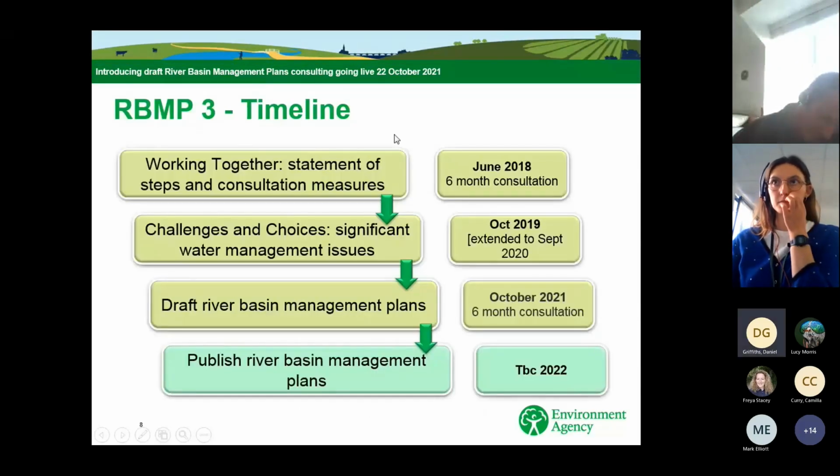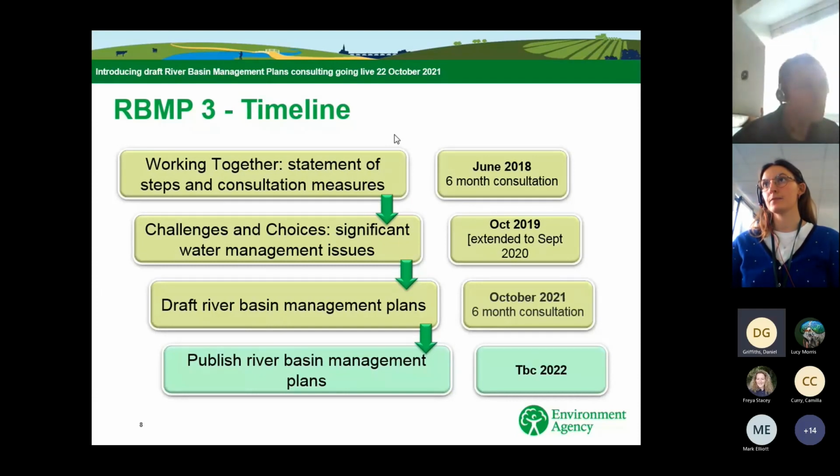In terms of progress so far with the draft River Basin Management Plan, it's been going on for quite some time, certainly internally in the EA, and we're at the third and final of the 3 consultations that are being done on the plan. The first one was the Working Together consultation back in 2018. This looked at the partners that need to be involved in producing the draft of the Basin Management Plan, and also how we can better work collaboratively for the environment.